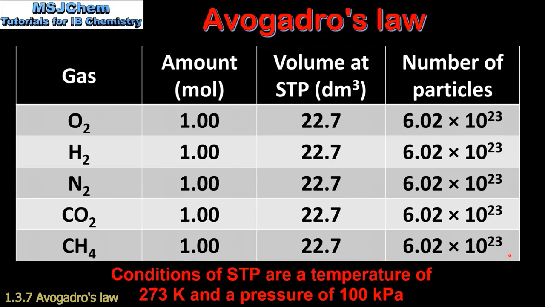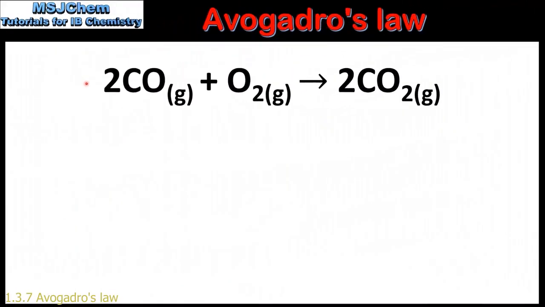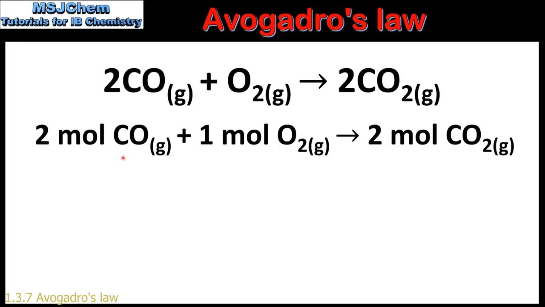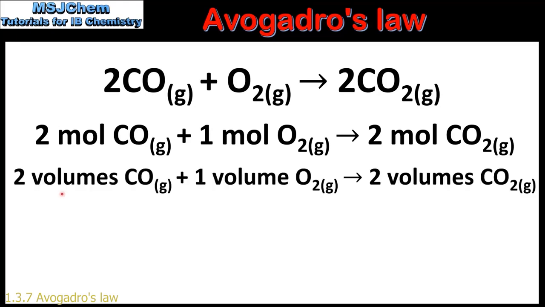So next, we look at some example problems. In the first example, we'll look at the reaction between carbon monoxide and oxygen to produce carbon dioxide. According to the balanced equation, 2 moles of carbon monoxide react with 1 mole of oxygen to produce 2 moles of carbon dioxide. If the reaction is carried out at a fixed temperature and pressure, we can treat the mole ratios as volume ratios. So we can say that 2 volumes of carbon monoxide will react with 1 volume of oxygen to produce 2 volumes of carbon dioxide.